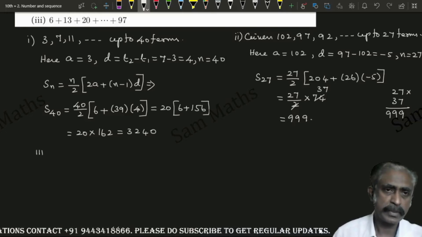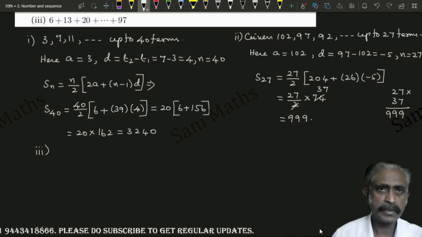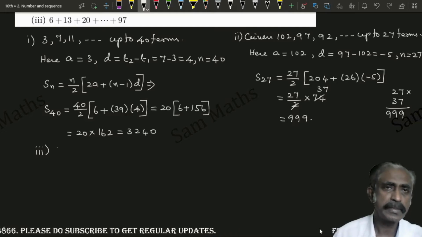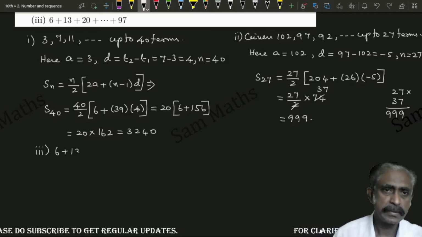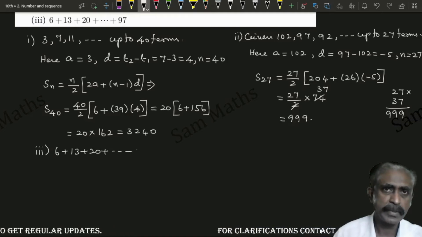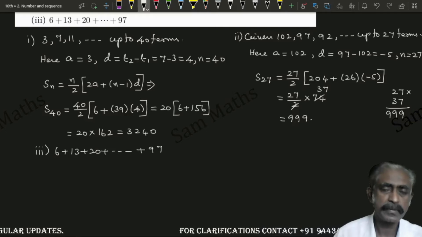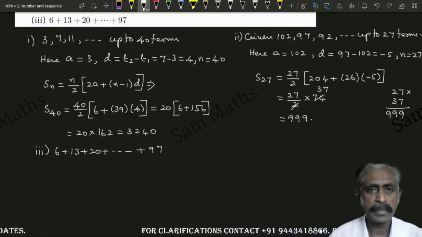Now we can move to the third one. Third one is given 6 plus 13 plus 20 plus etc. 97. Here they given the last term.